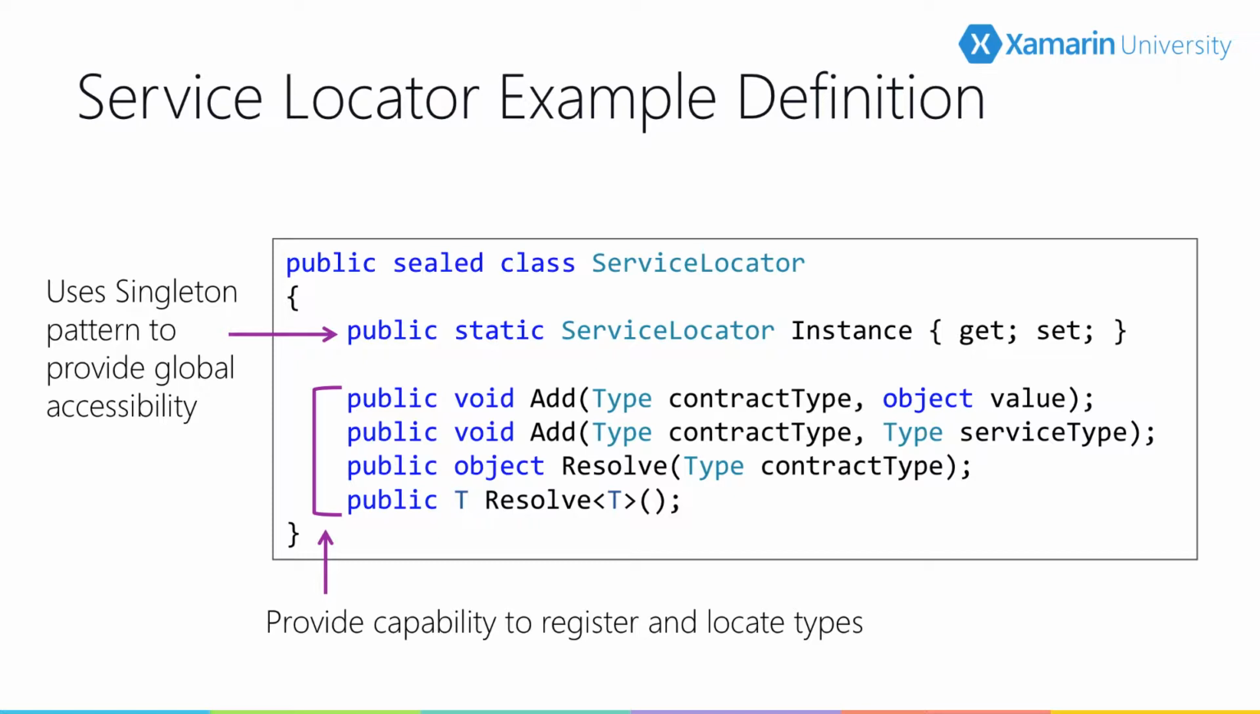Depending on the service locator that you use, the signatures might vary a bit. Here in this example, we always have two overrides. You can either register a concrete implementation of a type, that's the object value part here, or you can just register a type, which means the service locator can not only figure out a dependency, it can also create that for you dynamically. So you register something by calling add, and you get some service back by calling resolve.